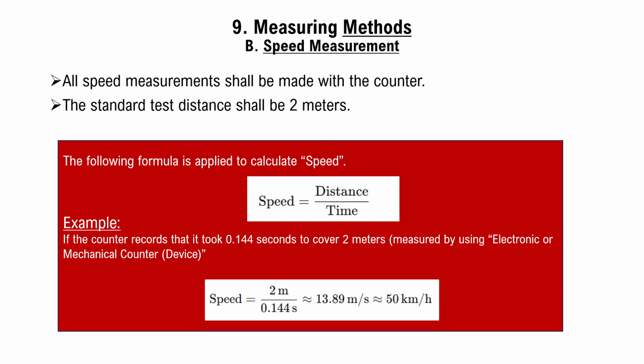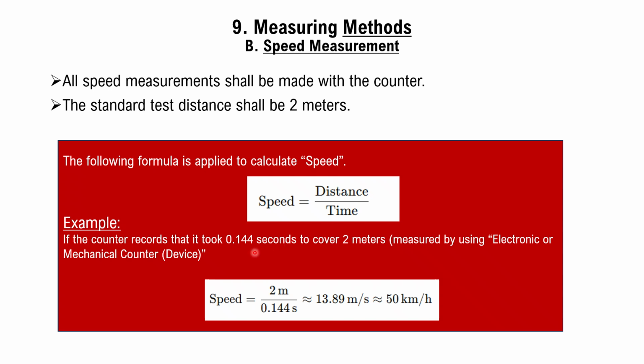Measuring methods. Speed measurement. All speed measurements shall be made with the counter. The standard test distance shall be 2 meters. The following formula is applied to calculate speed. Speed is equal to distance over time.